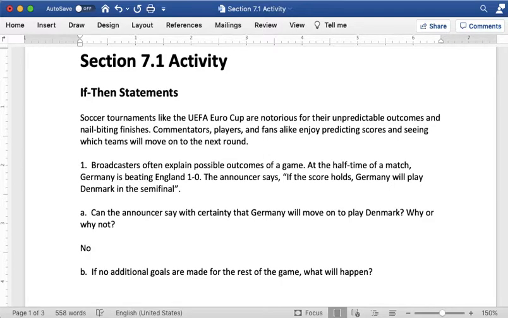Currently, Germany is winning the game at halftime, but it's possible that England could come back and win the game, and then Germany would not move on to play Denmark. We'll say no. It's possible that Germany could lose. England could still win the game, in which case, England would go on to play Denmark.